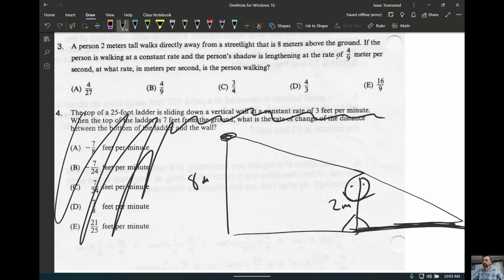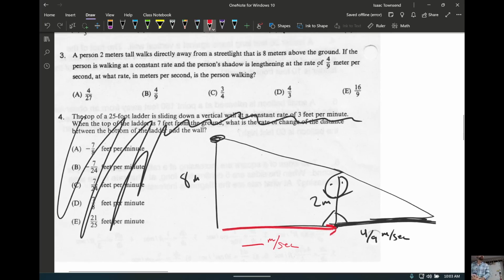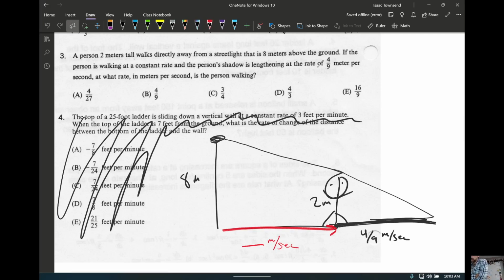If the person's shadow is lengthening at a rate of 4/9 meters per second, so we know its rate, at what rate in meters per second is the person walking? So how many meters per second is he walking? Okay. Are you okay with this setup? Okay. Let me think of the best way to go forward from here. I know we can set up a proportion.